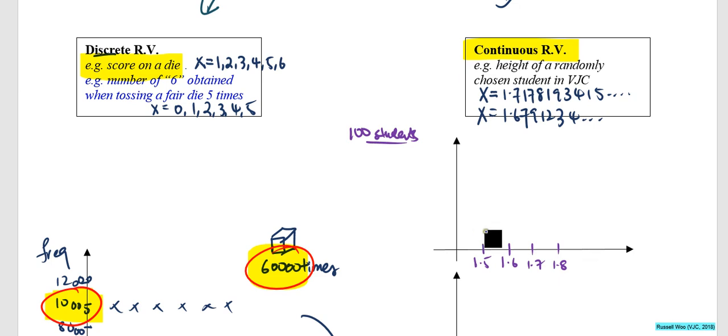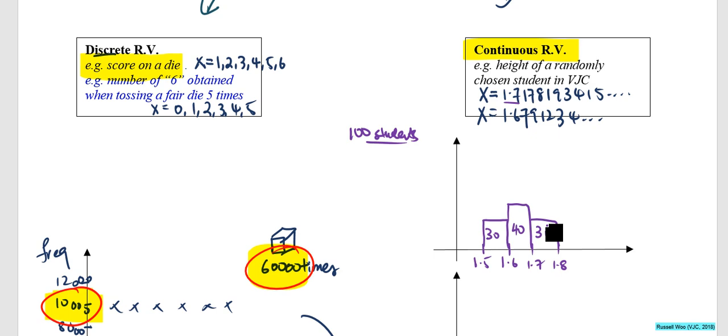So, 100 students. If the height is 1.71, I will classify them here. Count as 1, and I count as 2, count as 3, then count as 4, 5, like that. So let's say for discussion, after I sample 100, I get 30 here, 40 here, 30 here. Example only.